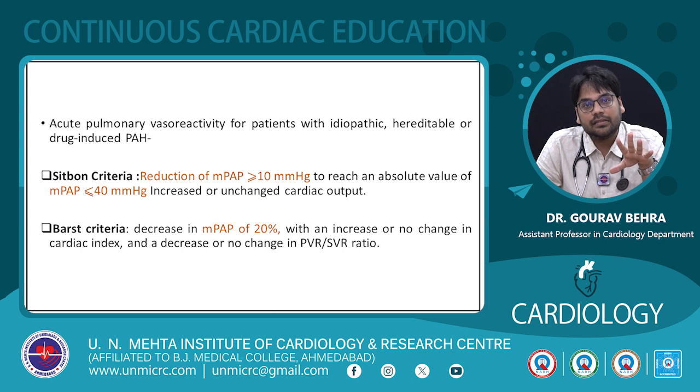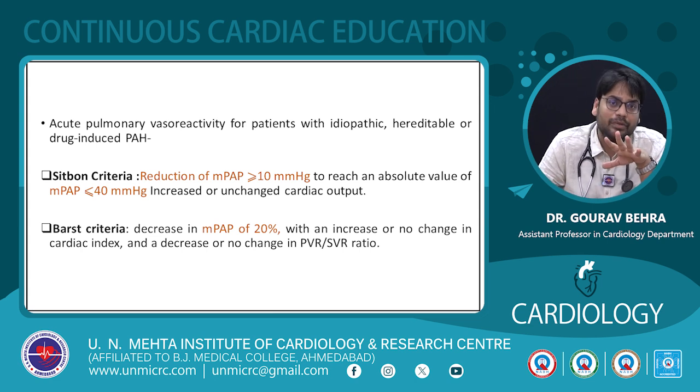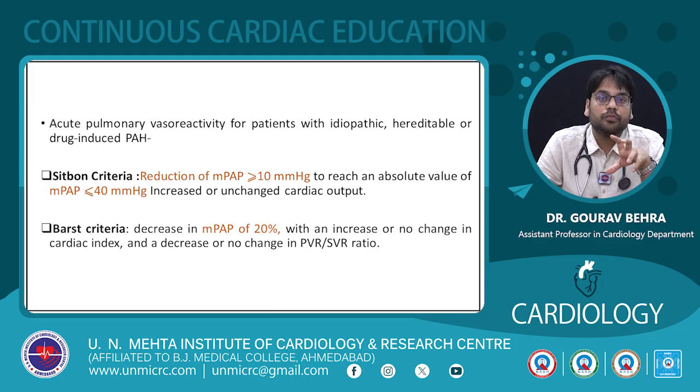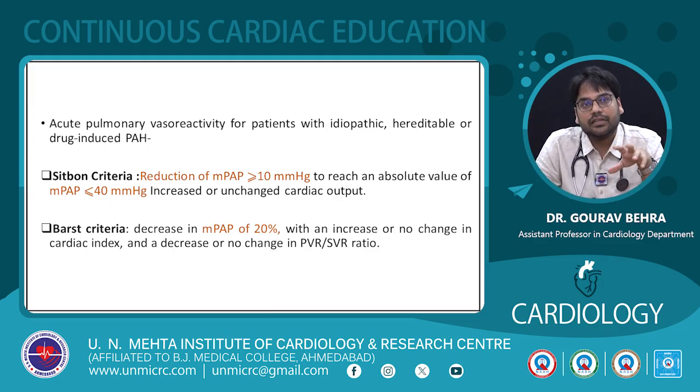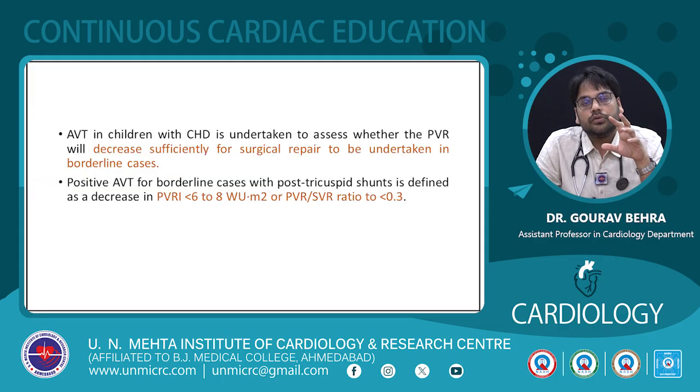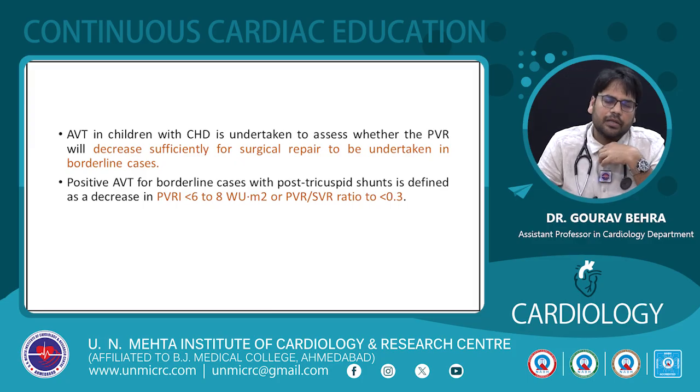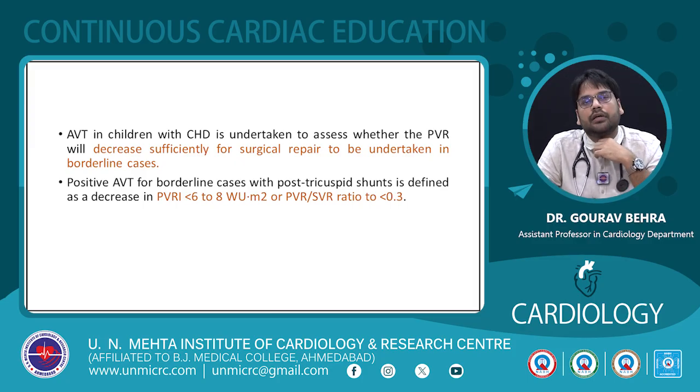Then the second, the BAS criteria: a decrement in the mean PA pressure of 20% with an increase or no change in cardiac index. So these are the two criteria. This testing in congenital heart disease is undertaken to assess whether the PVR will decrease. We do this to judge the sufficiency for repair to be undertaken in borderline cases, like when the patient has moderate to severe PH and you want to operate.